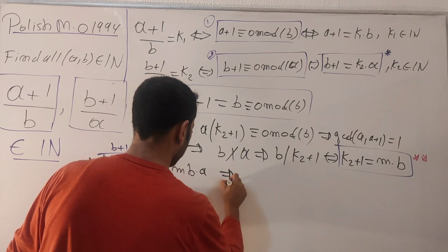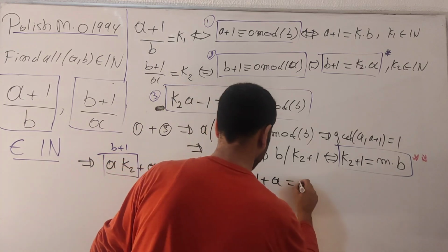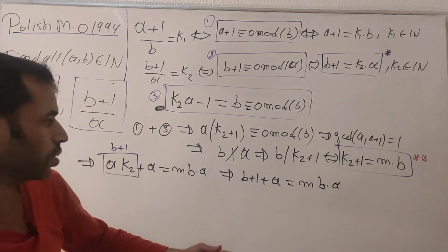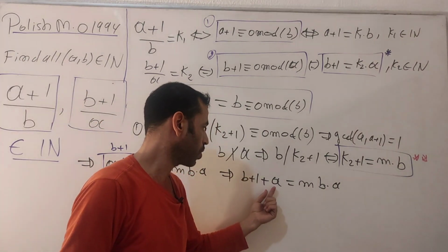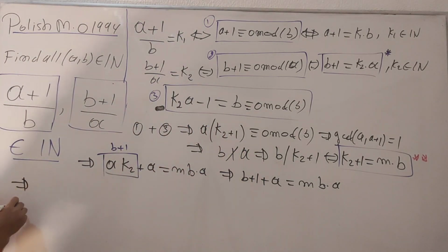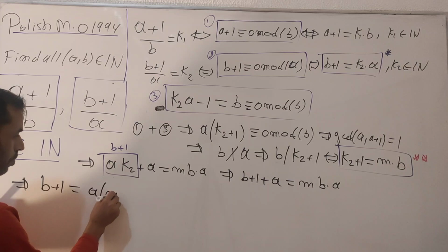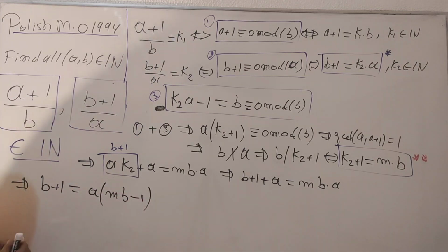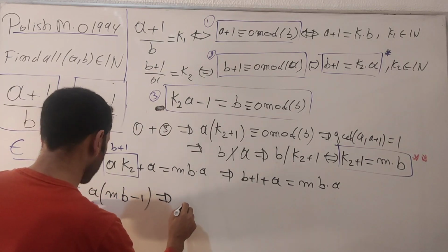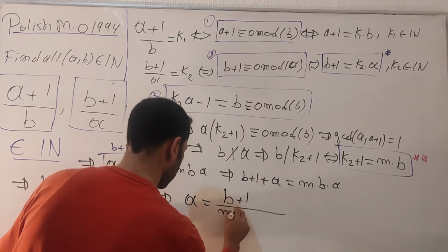So now I will have B plus 1 plus A, which equals MB multiplied by A. Now we get A here and A here. I'm going to move this A over to the right and leave B plus 1 on the left side. I get B plus 1 equals A factor MB minus 1. Let's divide both sides by MB minus 1. I get A equals B plus 1 all over MB minus 1.